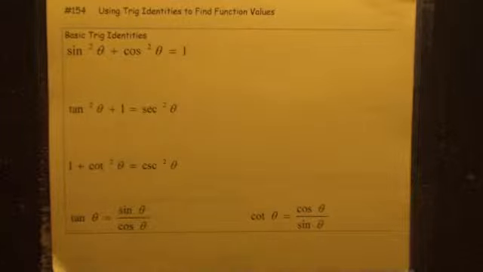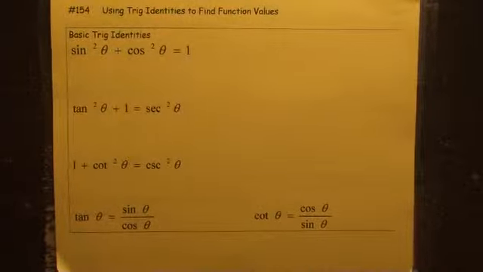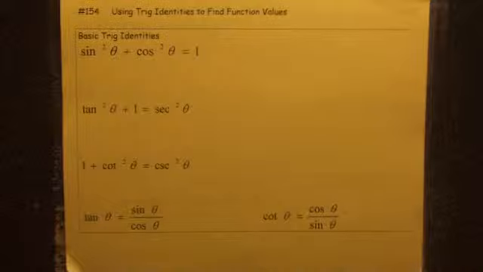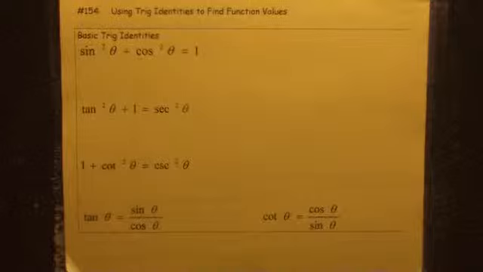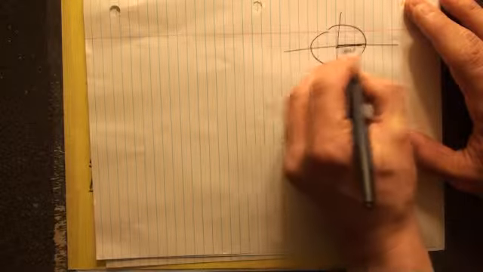Video number 154. We're going to use the trig identities to find function values. Now, trig identities, a lot of people are scared of them. Please, they're very, very easy. In fact, these 5 trig identities we kind of already know how to do. Watch this. If you take a look at the equation of the unit circle, let's take this unit circle here.